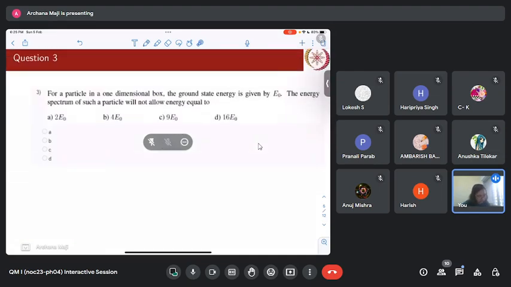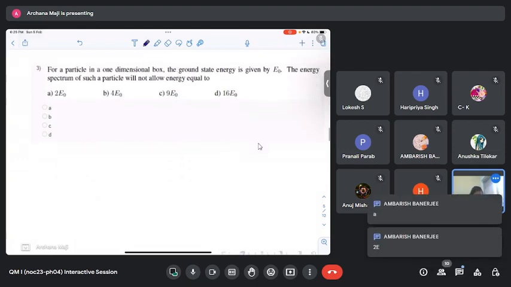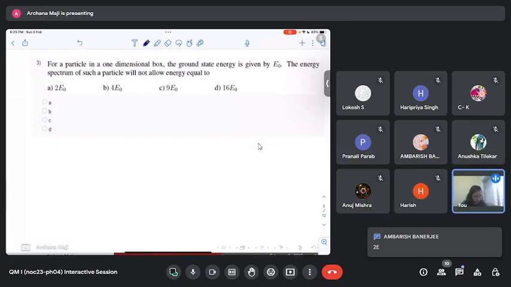Now, for a particle in a one-dimensional box, consider the ground state energy to be E0. The energy spectrum of such a particle will not allow energy equal to, which option do you think is correct? Yeah, that's right. 2E0, yeah. So you know the energy spectrum for a particle in a one-dimensional box.